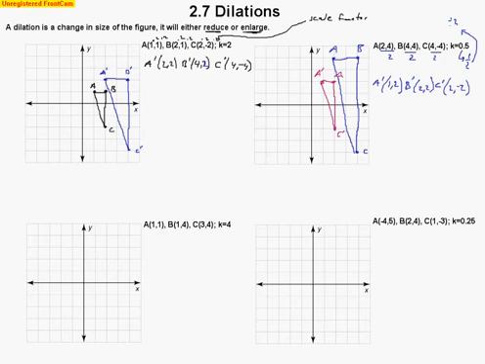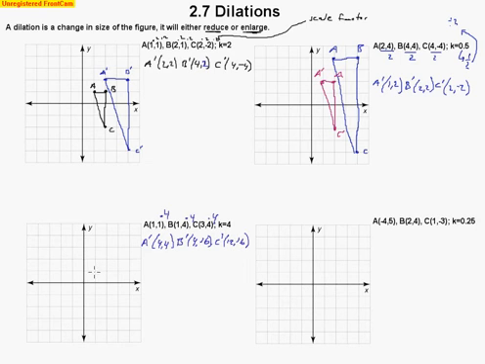Well, let's take a look at another one here. So this one is a little bit different because we have to multiply by 4, which is a lot larger. So basically I'm taking these numbers and multiplying them by 4. Multiply by 4, multiply by 4. So A prime becomes 4 comma 4, B prime becomes 4 comma 16, and C prime becomes 12 comma 16.